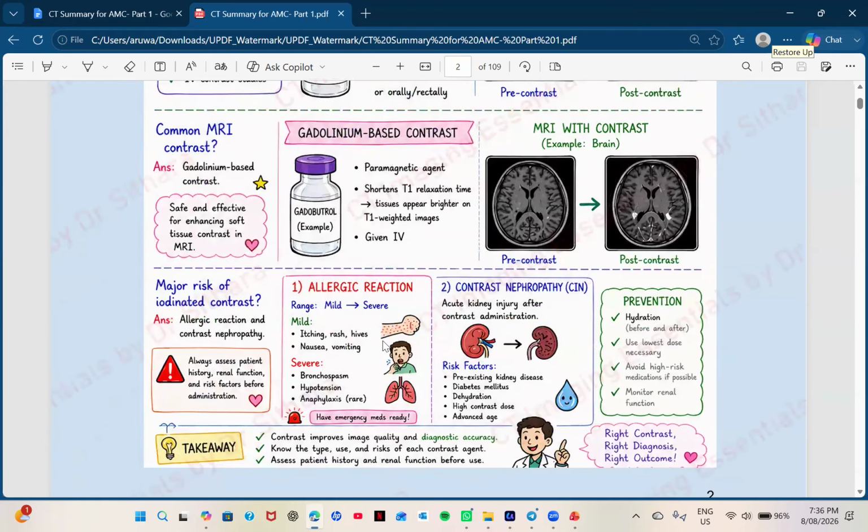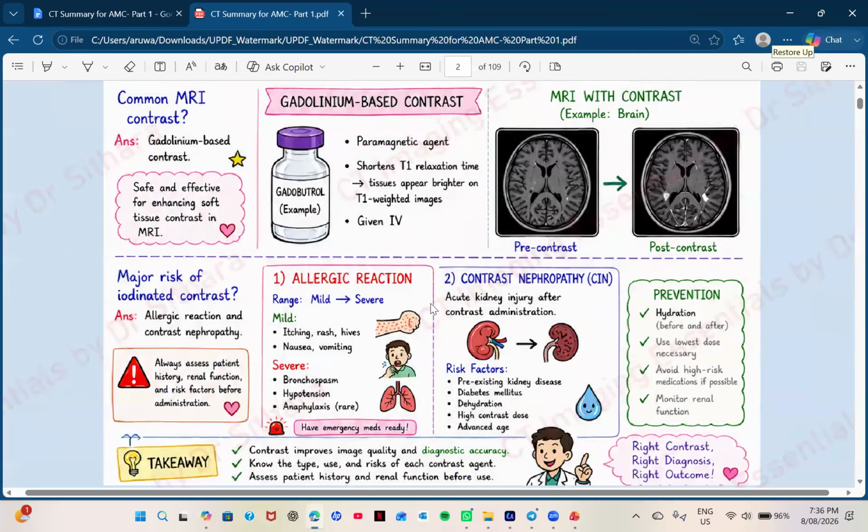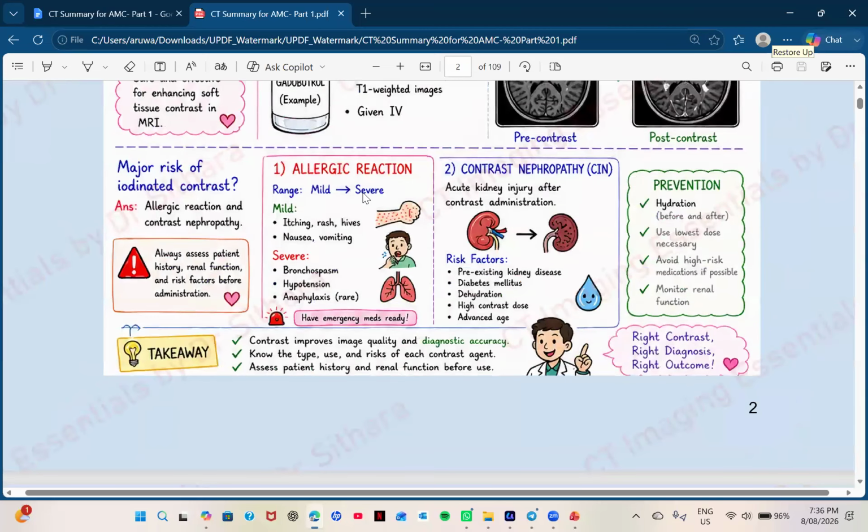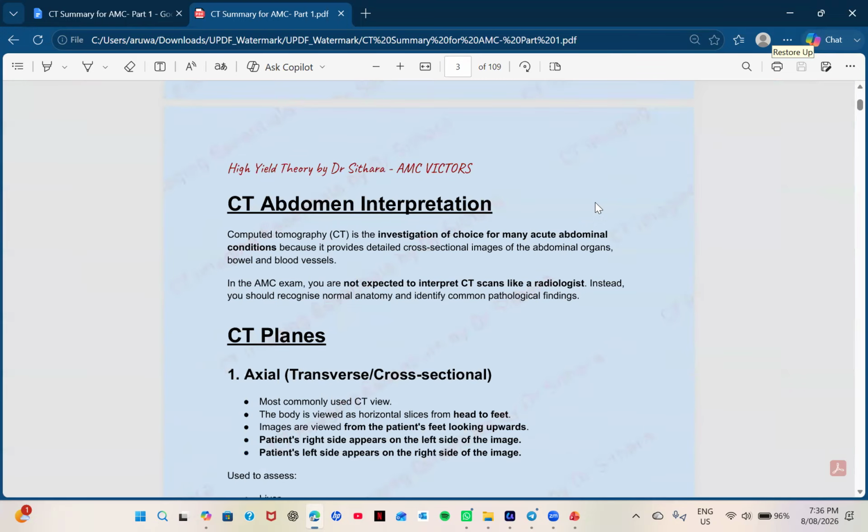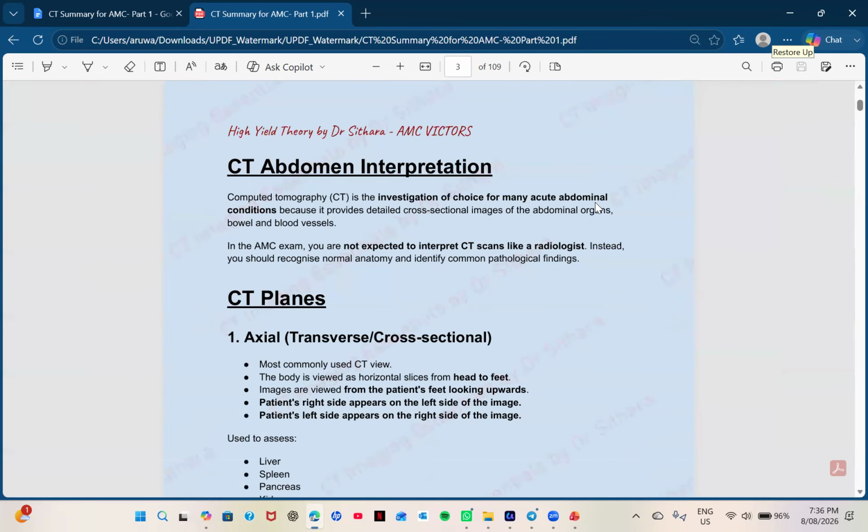And what are the major risks when you are using contrast? There can be an allergic reaction, right? Or there can be a contrast nephropathy. Because of that, we avoid contrast imaging in CKD patients, right? Especially if the eGFR is less than 30. So those are the general ideas that you need to understand. Today I'm explaining mainly the CT abdomen and some pathologies from the pelvis as well.